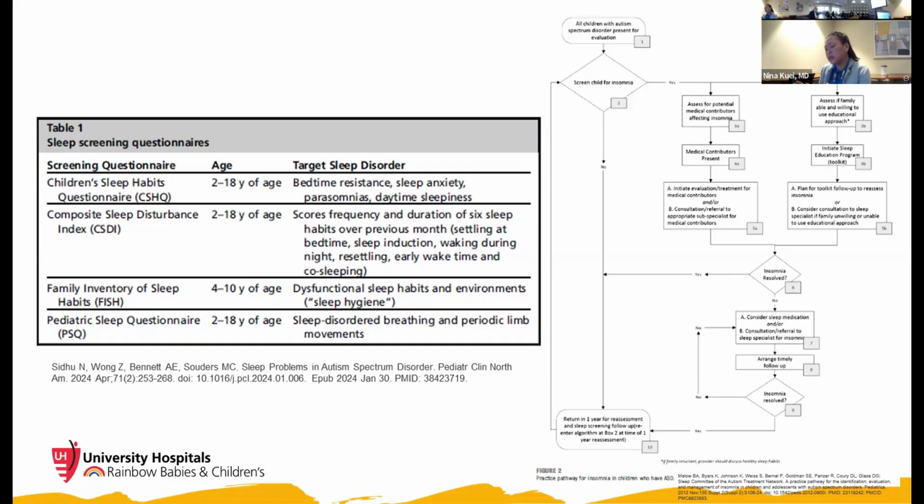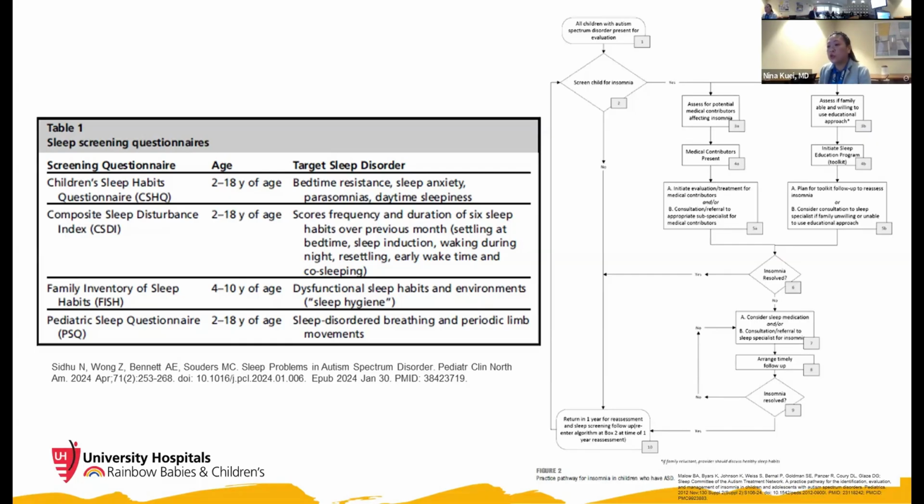Although in reality, logistically, with wait times and things like that, depending on how severe it is, realistically, it may be more worthwhile to start something as you're waiting for, say, CBTI or the sleep medicine specialist as well. And so on the right, I actually have just a general overview of the most common sleep questionnaires that are used for pediatrics.